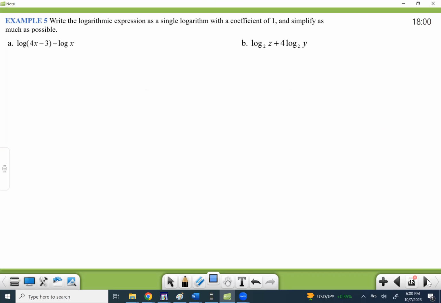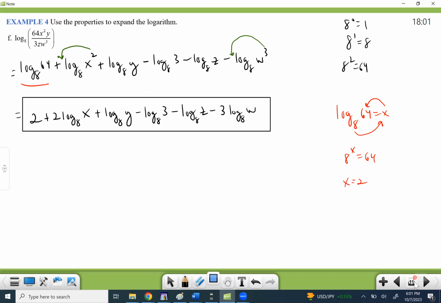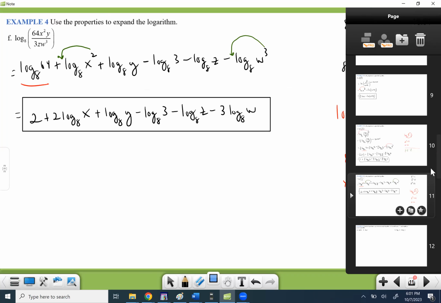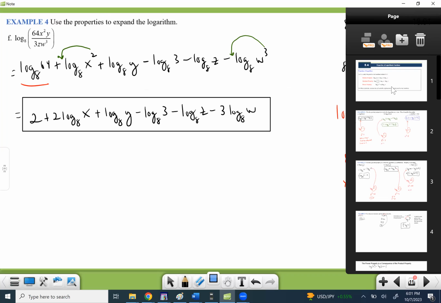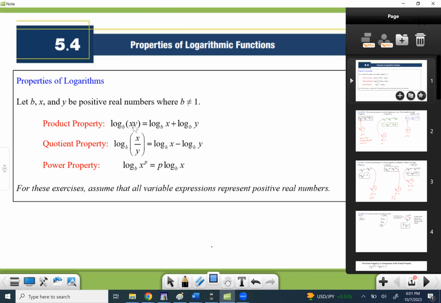Write the logarithmic expression as a single logarithm with coefficient of 1 and simplify as much as possible. So this is us using these in reverse. So let's go back to that very first page so you can see what I mean by we're going to use them in reverse. What's been happening is we've been given multiplication, division, and an exponent, and we've turned them into these on the right.